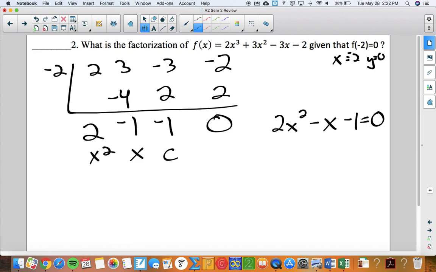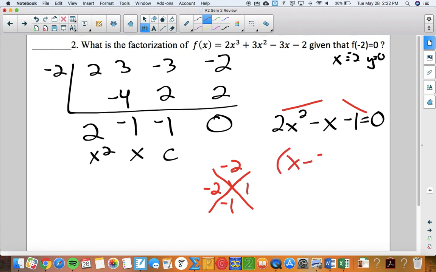We want to know what that factors to now. So now we're looking for ways to multiply to, careful, this is the AC method. We're looking for ways to multiply to negative 2 and add to negative 1. So that would be negative 2 and a positive 1. So we get x minus 2 times x plus 1.